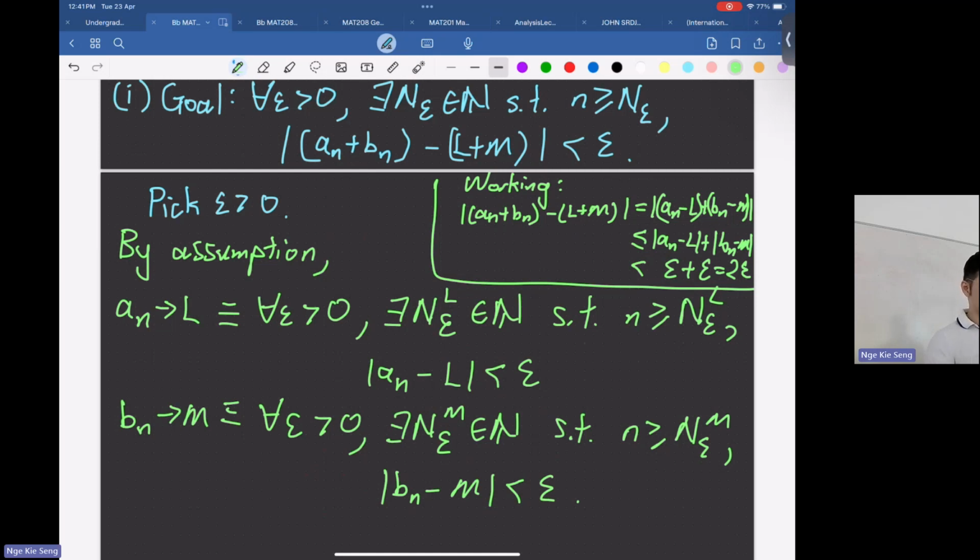Epsilon over 2. So let's say I do epsilon over 2 and epsilon over 2, then I'll get 2 times epsilon over 2, which is epsilon. So why can I pick epsilon over 2, Roland? Can I pick epsilon over 2? Just now he only said epsilon. Can I pick epsilon over 2 here? Why? Why can I make it epsilon over 2 here?